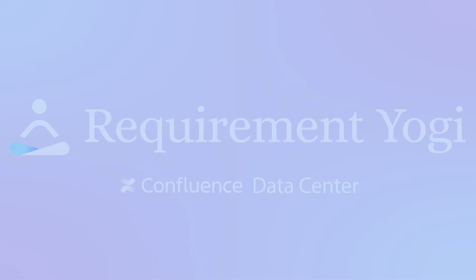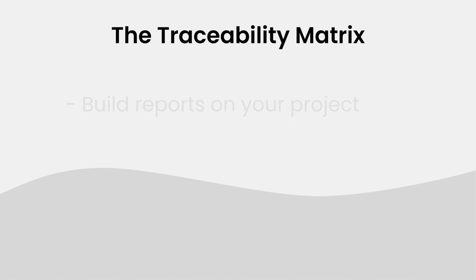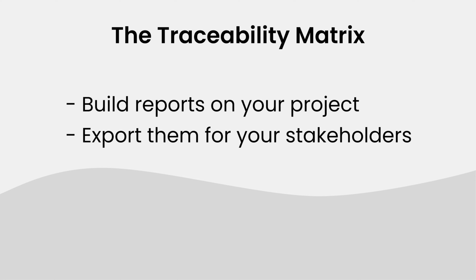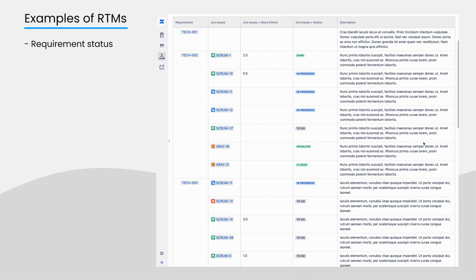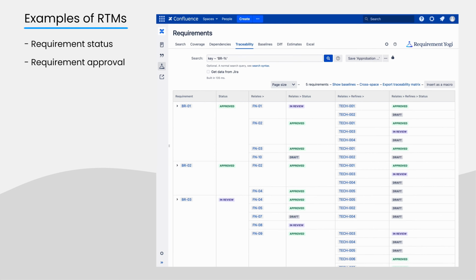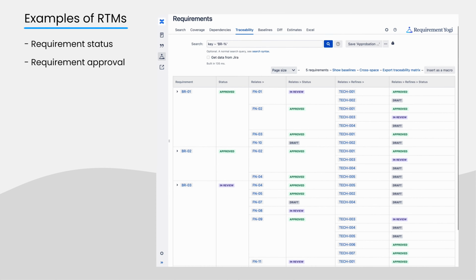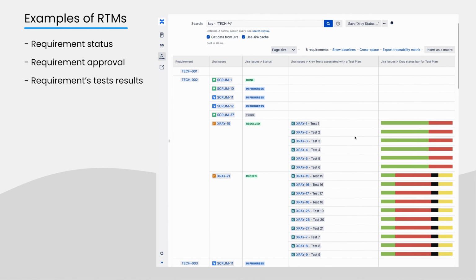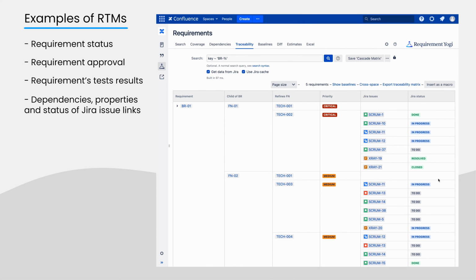The most important feature of Requirement Yogi is the Traceability Matrix. We'll go into details over that in this video. When you manage a project, you want an overview of the status of your project, see if your requirements have been approved, check the test results, and have a board that looks like this, with the data from your requirements. You can do that with the Traceability Matrix, which you can customize based on your needs.